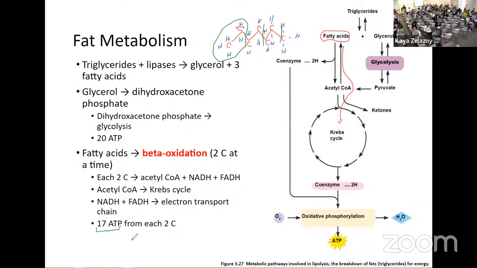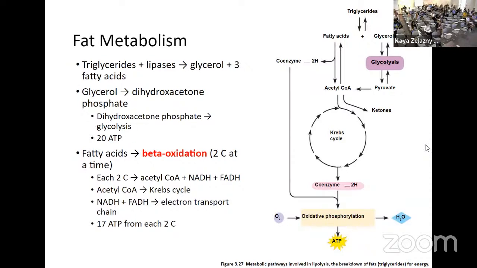Only produces 17 ATP for each 2 carbons, but if we think of a whole triglyceride molecule, we're going to be adding 20 ATP from the glycerol, 17 for every 2 carbons in all 3 of those fatty acid chains, and you can see how that really rapidly builds. So that's why we like to store our energy in fats. Super, super effective, takes up less space than struggling with something else.